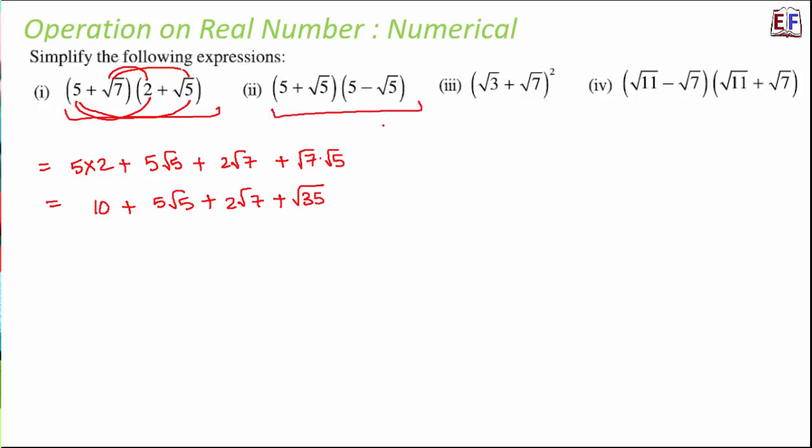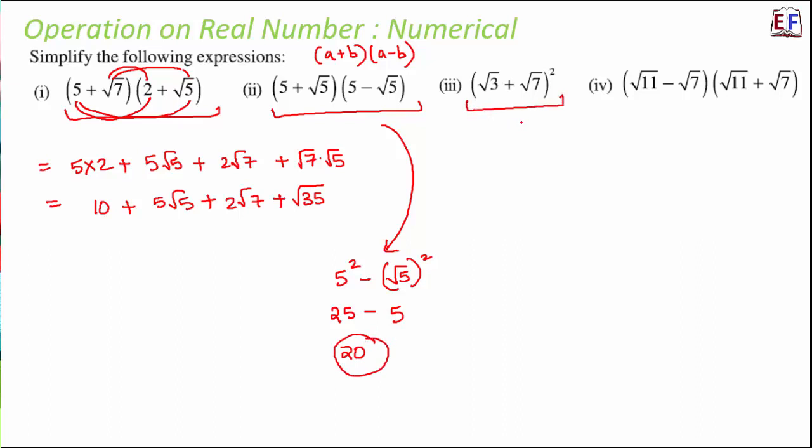Let's look at the second one: 5 plus root 5 into 5 minus root 5. This is in the form of a plus b into a minus b. And what is a plus b into a minus b? That is equal to a square minus b square. So 5 square is 25, root 5 square is 5. So this will be equal to 20.